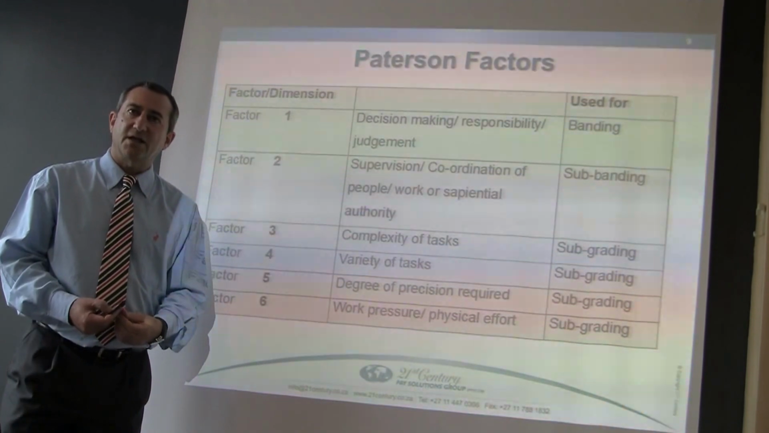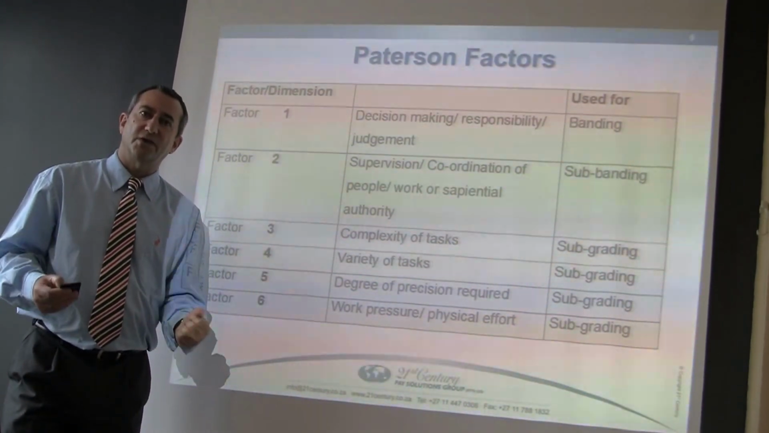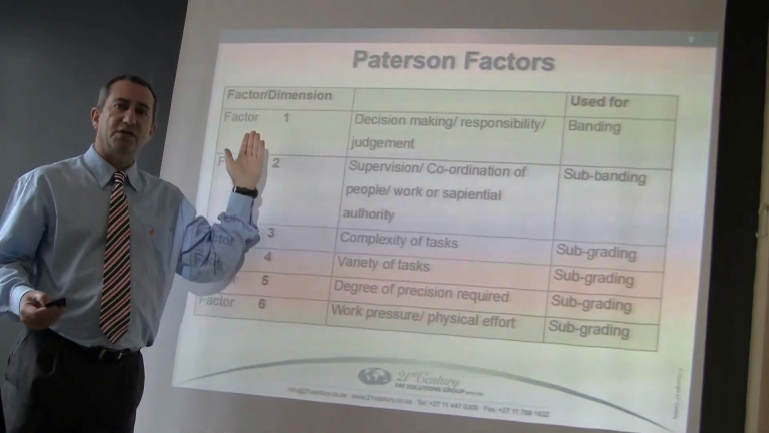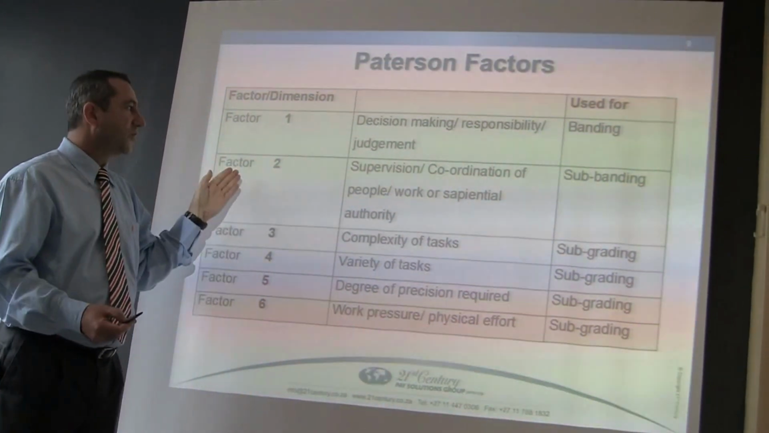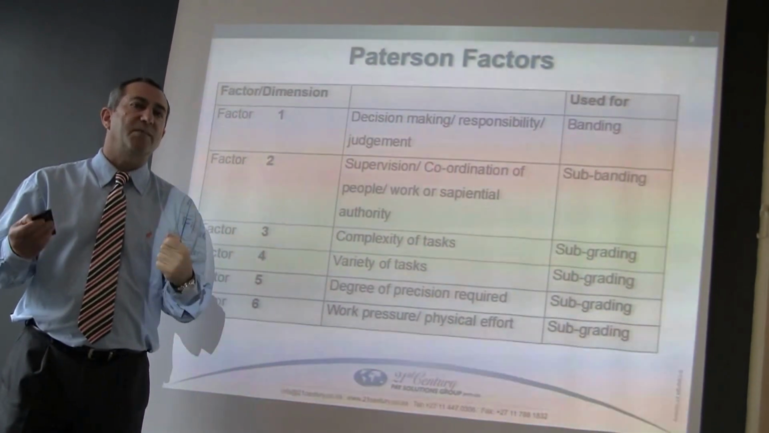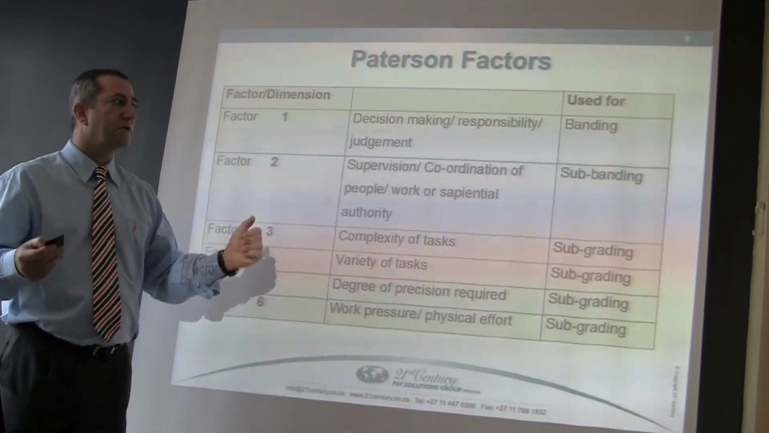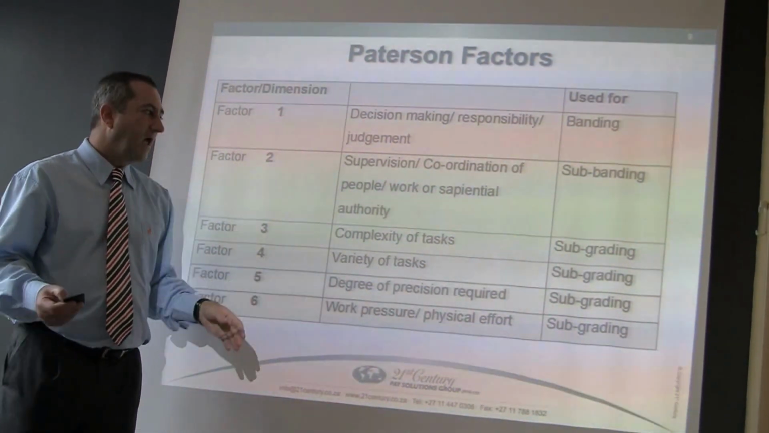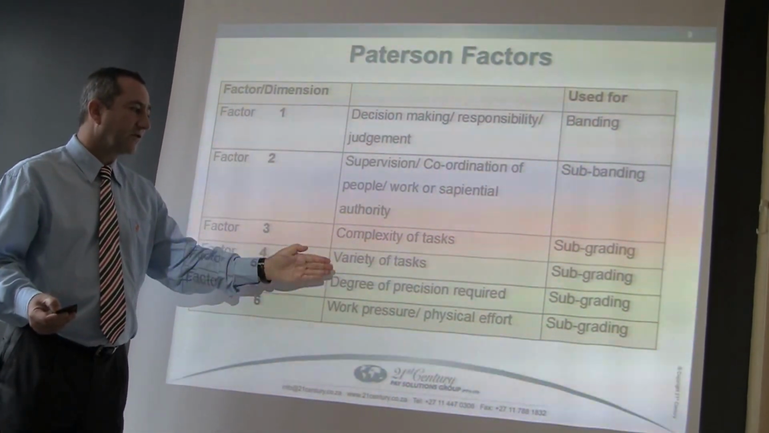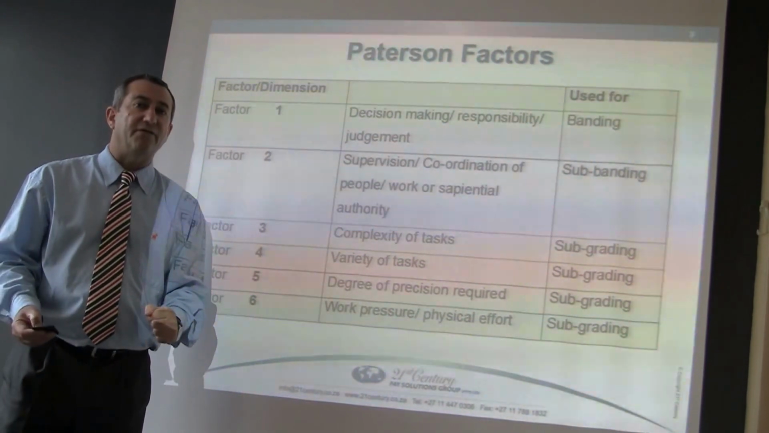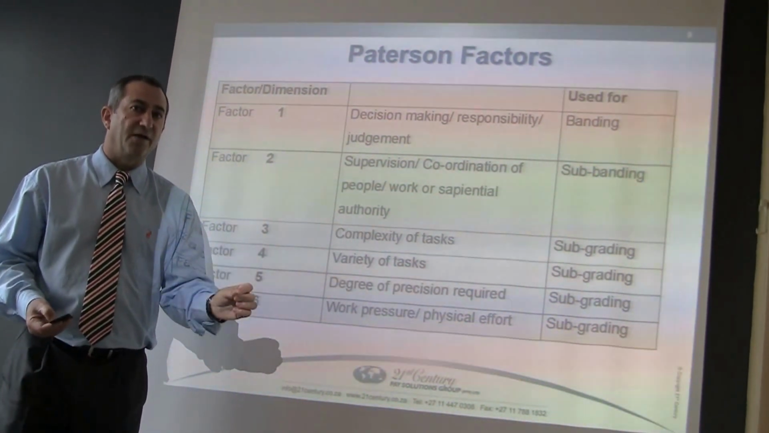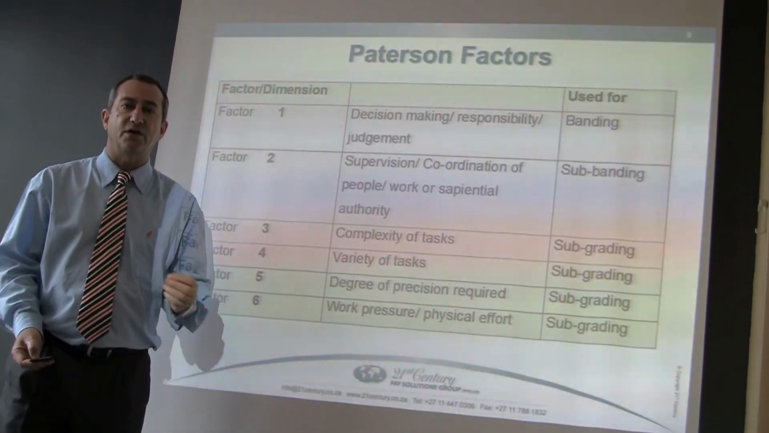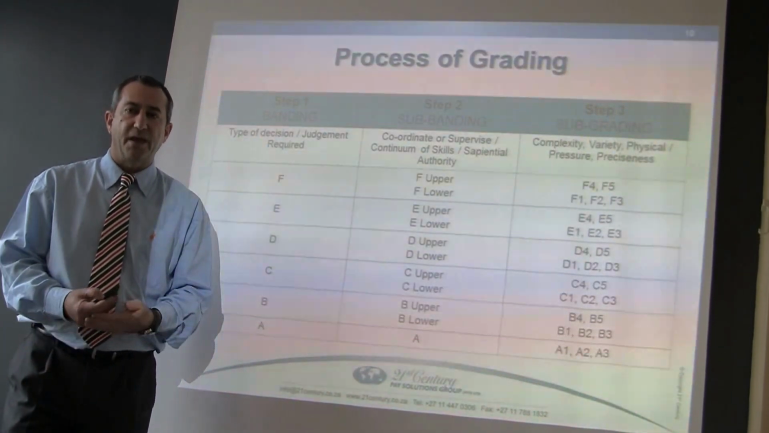So the factors that get used to finalize and come to a grade: decision making or responsibility or judgment helps you get to a band. Whether you supervise work in the same area as you, or sapiential authority, gets you into a sub-band, and there we refer to an upper or a lower. And then complexity, variety, degree of supervision, and physical effort gets you to the final grade. So six factors are used to get to a final grade if you're going to implement the full system.